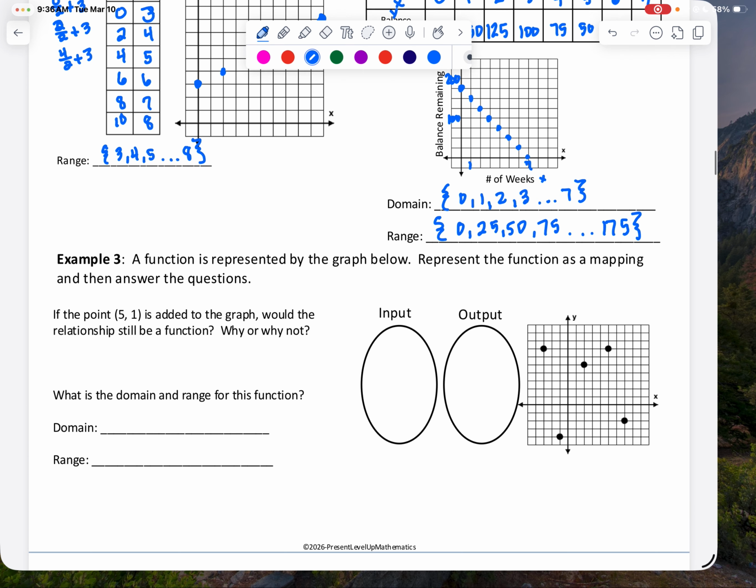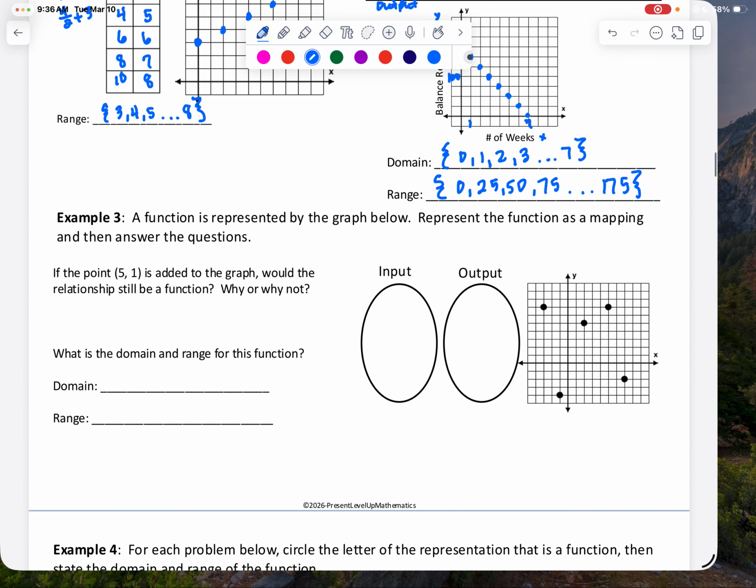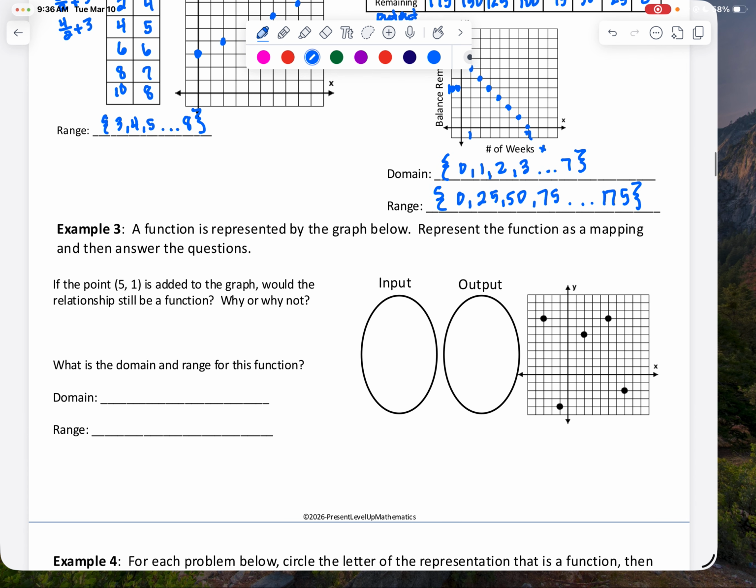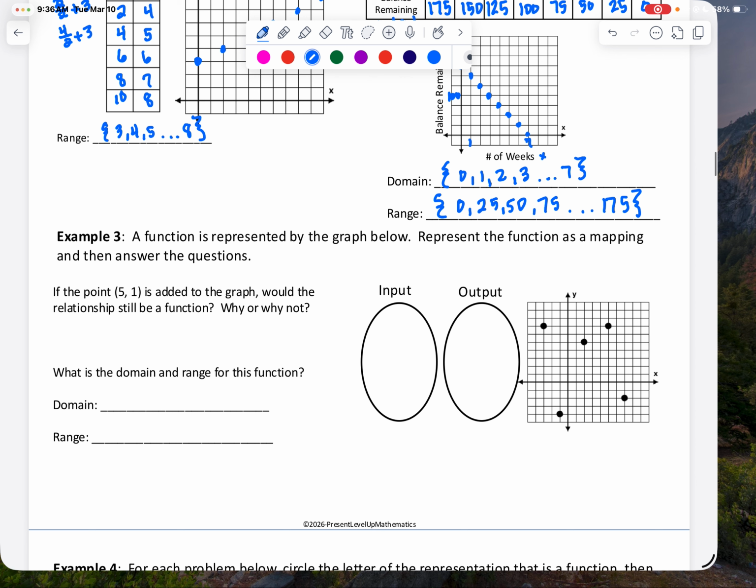All right, example 3. A function is represented by the graph below. Represent this function as a mapping and then answer the questions. All right, so what do we know? We know we have a function represented in the graph. What do they want us to do? Represent the function as a mapping and then answer the questions.